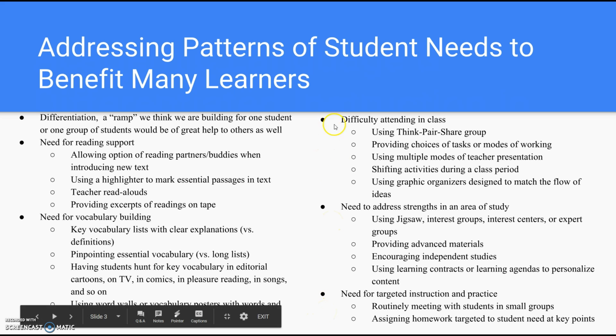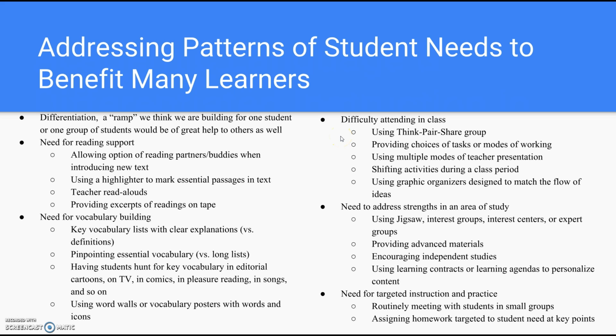Let me just focus in on difficulty attending in class, because this one's really important to me. One way of keeping students engaged is using think, pair, shares. Kids love to talk. They love to have the opportunity to talk to their peers. So this is really useful. And then providing choices of tasks or modes of working, using multiple modes of teacher presentation. So not just going up there and talking and presenting, but using videos and other ways of presenting the information. And then shifting activities around during the class period, so they're not just working independently the whole time.